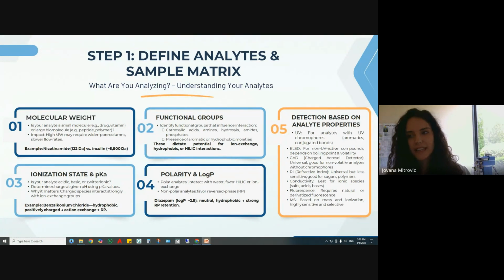So before we can build a successful HPLC method, we need to start with a clear understanding of our analyte. So let's walk through each of the key considerations one by one to set a solid foundation for our method development process. First, let's consider molecular weight. Ask yourself, is the analyte a small molecule like caffeine or a large biomolecule like a protein?